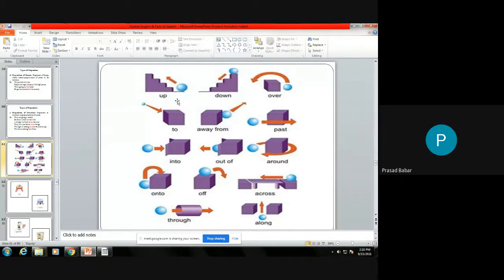"To" means in the direction of that box, and away from means what? Away from that box. So next is away from. I am throwing that ball away from that box. Away from is also a preposition of direction, and away from means what? The box कडून दुसरीकडे. Okay, so this is the meaning of away from.